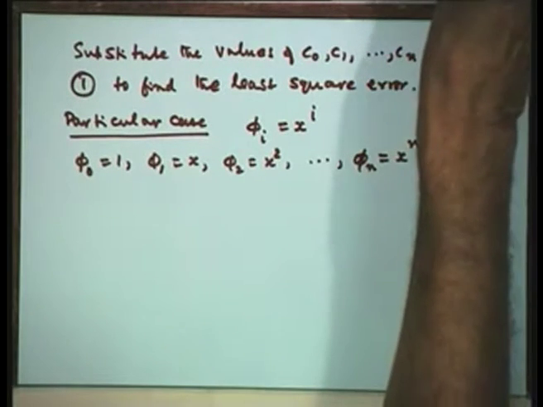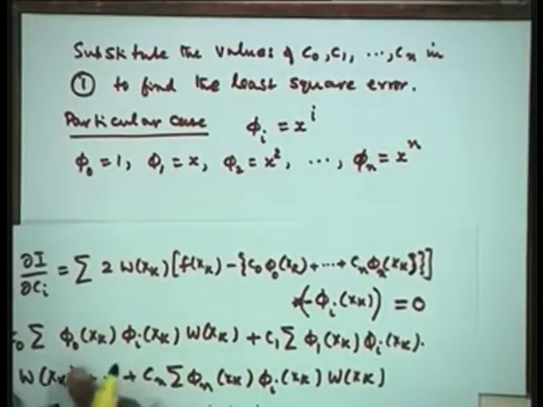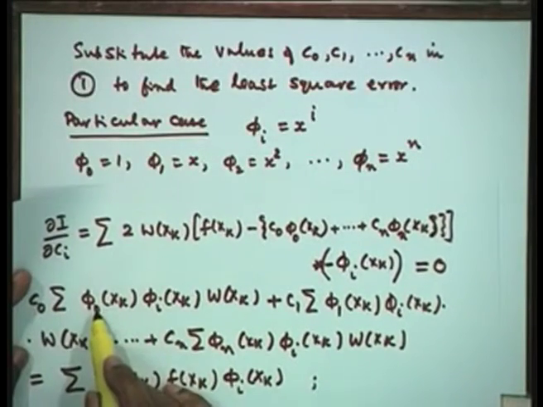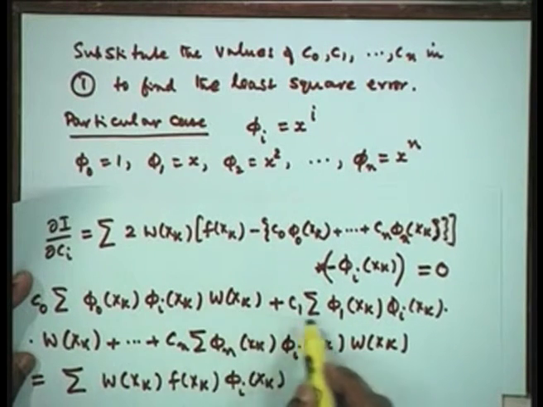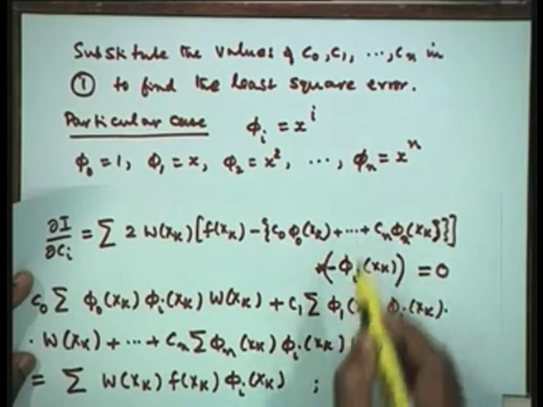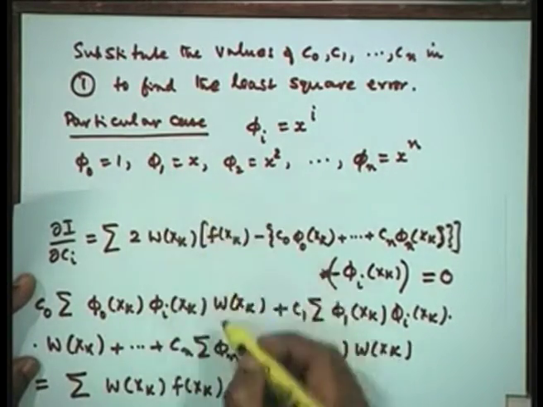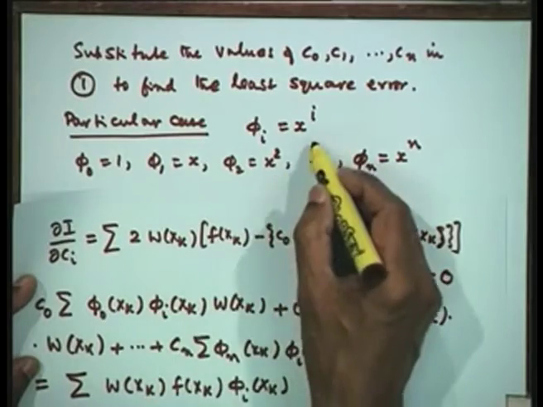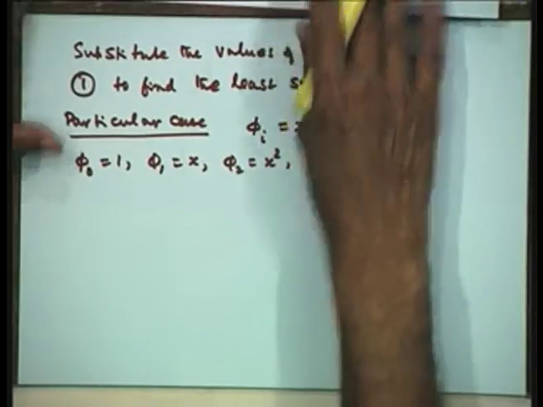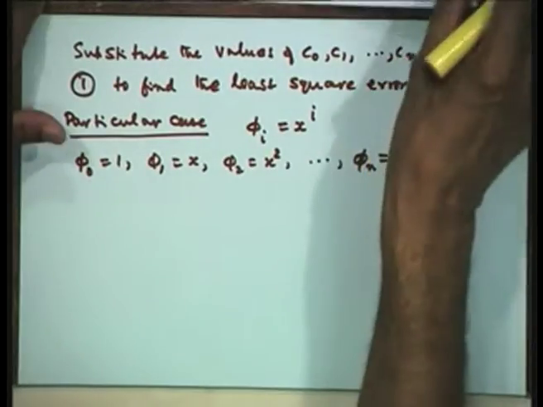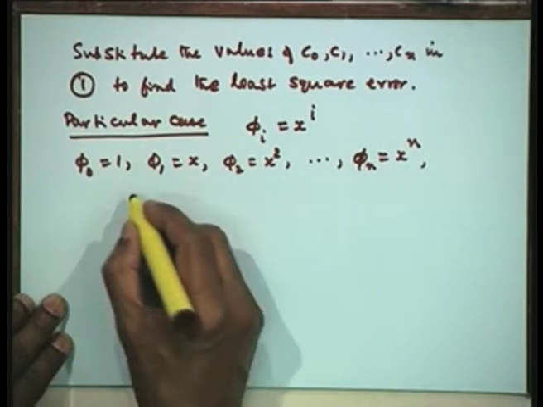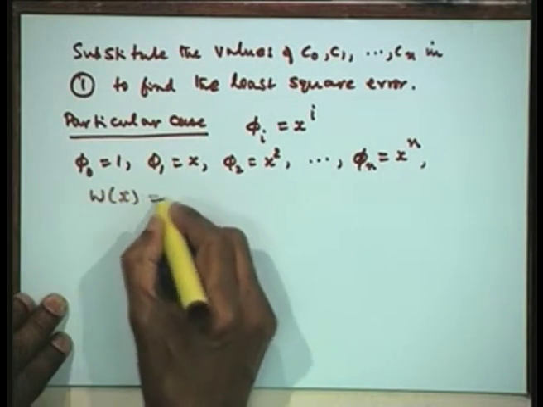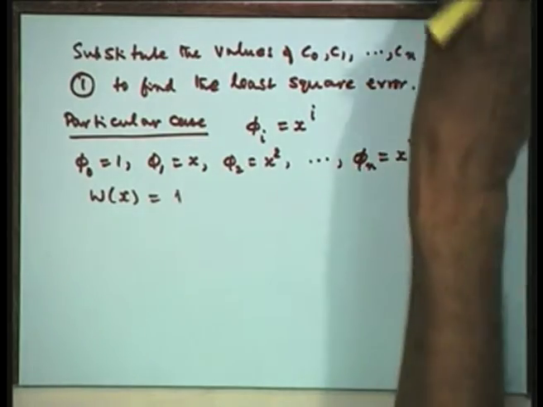Now, let us substitute this in the equations that we have just now obtained here. We have phi 0 is 1, then we have phi i of x k into w of x k, then you have C 1, this is phi 1 is equal to x. So, we are going to substitute phi 0 is 1, phi 1 is equal to x, phi i is equal to x to the power of i. So, if I just substitute it over here, let us see the first term that comes out, and also we can still particularize it. Let us take w of x also as 1.